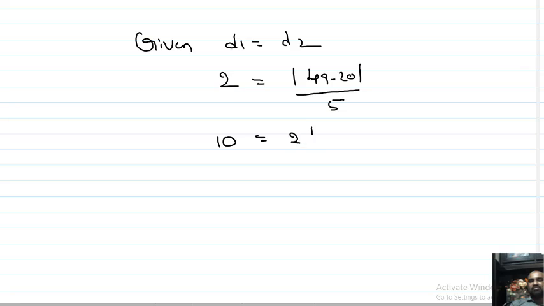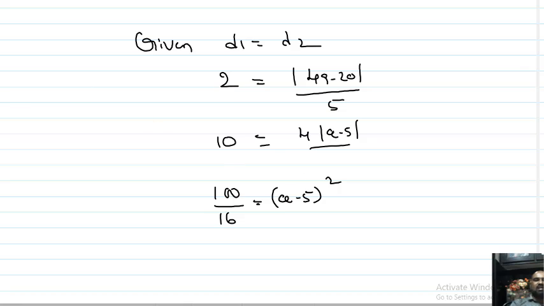10 equal to mod of 4a minus 20, you can take 4 common directly, 4 times mod a minus 5, that's all. So what I can say, 100 by 16 equal to a minus 5 square, or directly plus or minus I can use, that is not a big problem.